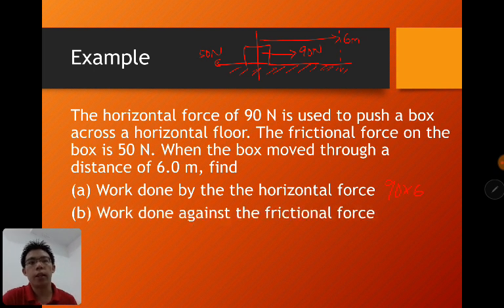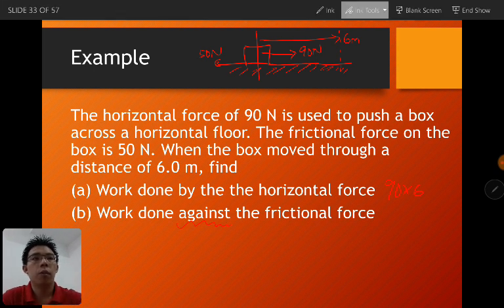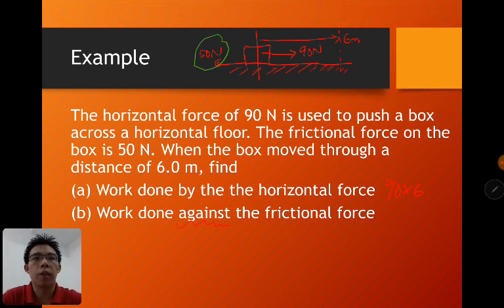Then work done against the frictional force. So I think inside your worksheet it is written as work done by. Please change it to against as it is a typo. Work done against the frictional force. So we have the frictional force as 50 Newton. So 50 Newton times 6. So basically it is 300.